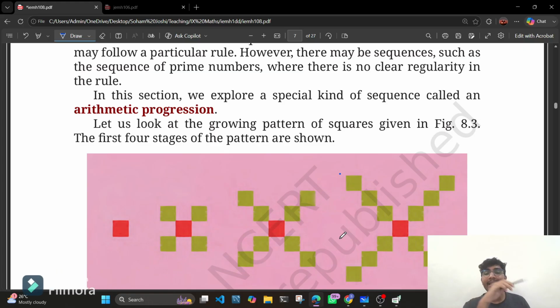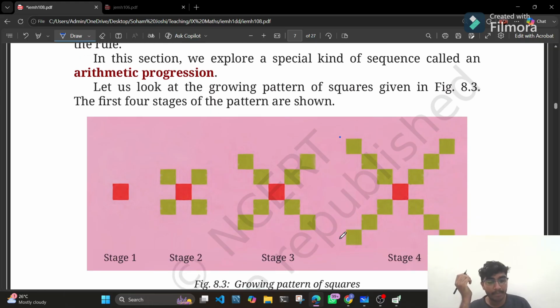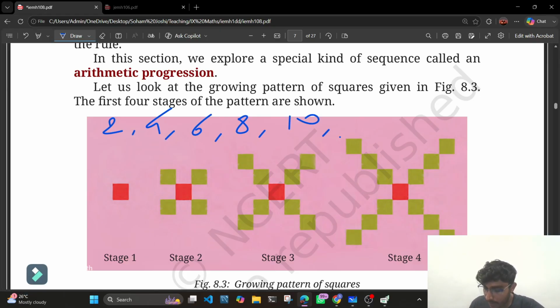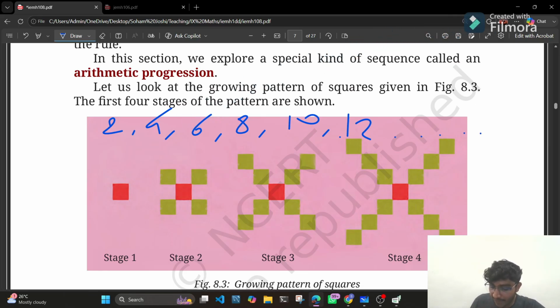To get any term, we add a fixed constant number to the previous term, and then we get the next term. For example, if I say a sequence of even numbers 2, 4, 6, 8, 10, 12, up to infinity, we can see that if I add 2 to 2, then I get 4.